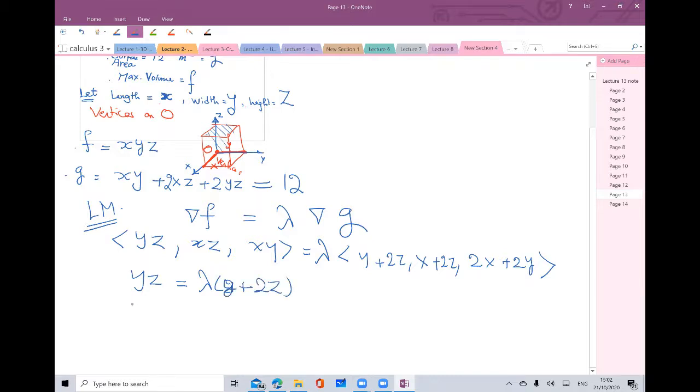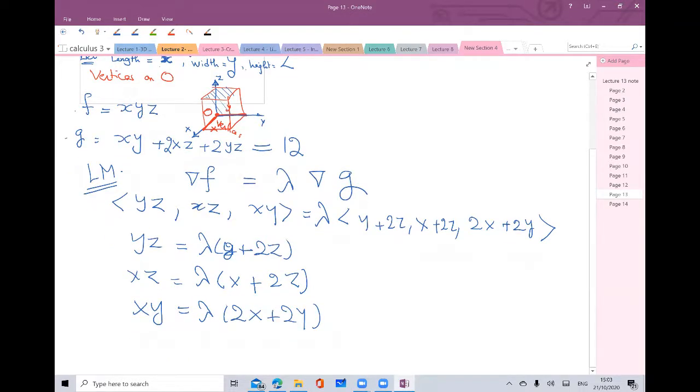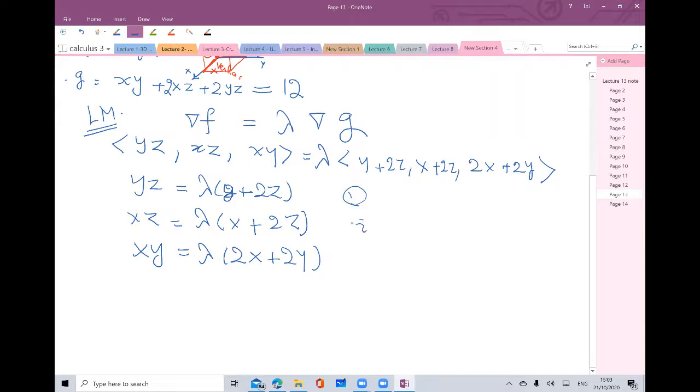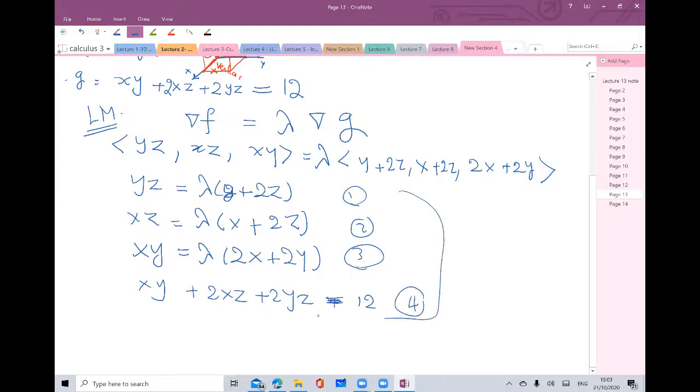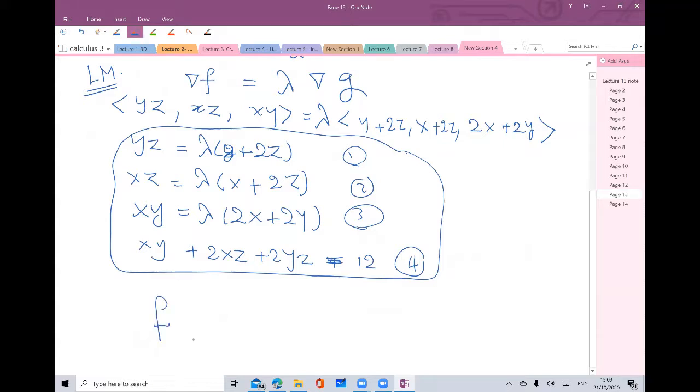Take care, as I told you, in all cases to be considered: if you divide by a variable, you should exclude it from being equal to 0 and then consider the case 0 alone. You never cancel out variables unless, if you divided by this variable, you exclude it. So these are my three equations in x, y, z, in addition to the constraint, which is xy plus 2xz plus 2yz equals 12. Solve, get your point, plug it in the function, get your max. Got the idea?